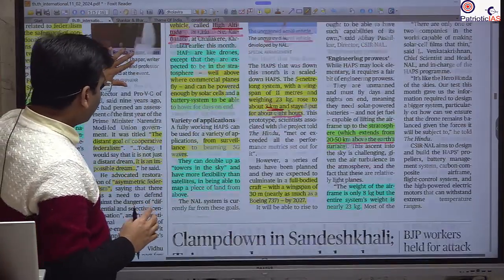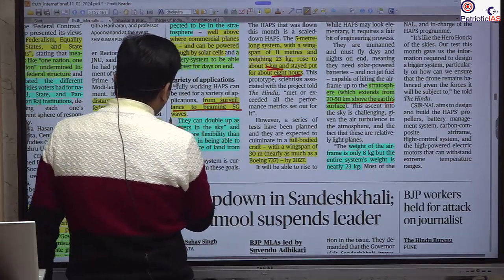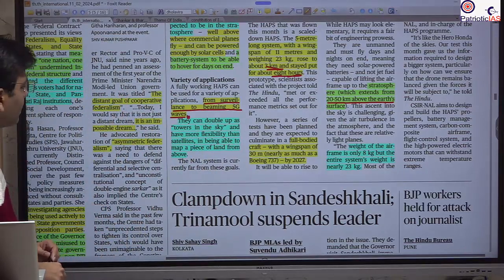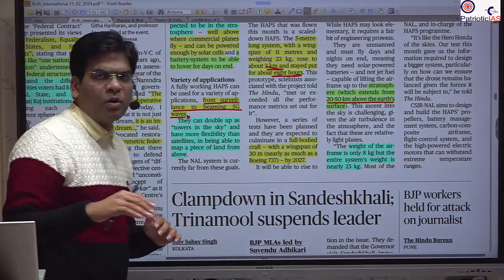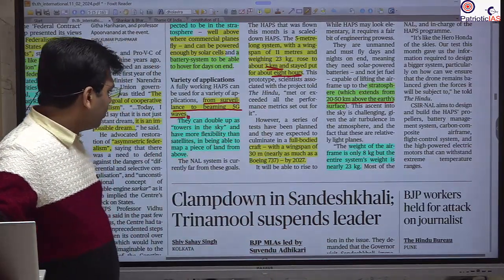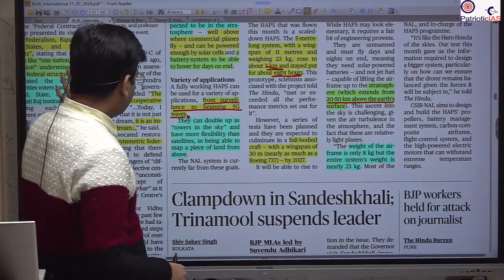What will be the use of this? It could provide surveillance and also 5G waves. So it will enhance the surveillance capacity of India, like in the border area. If there is surveillance, it will provide information, and it will also increase the 5G beaming. So this is all about that.